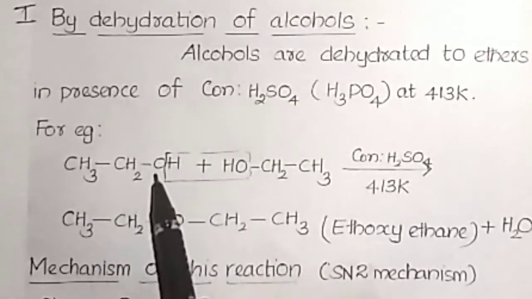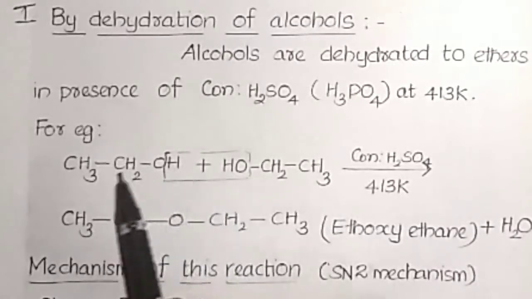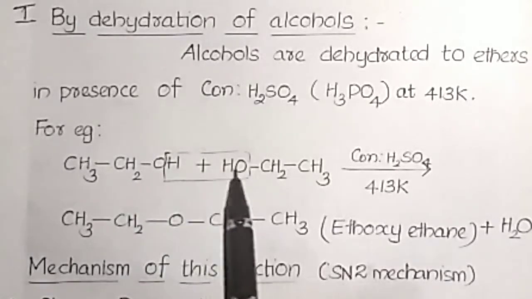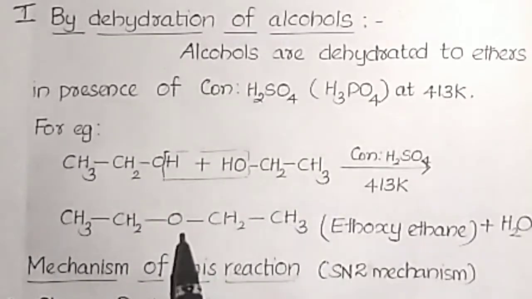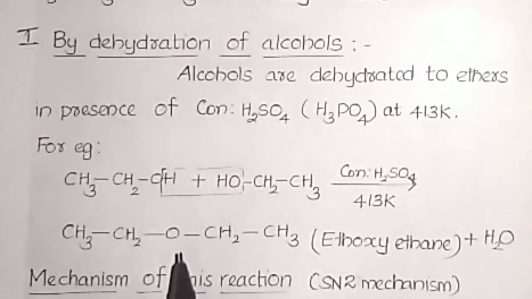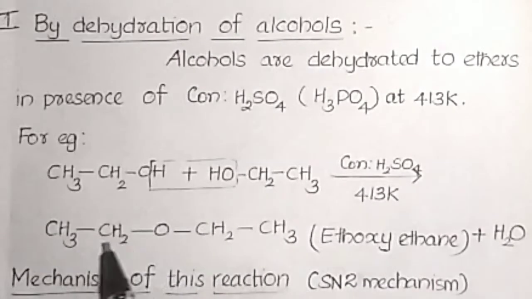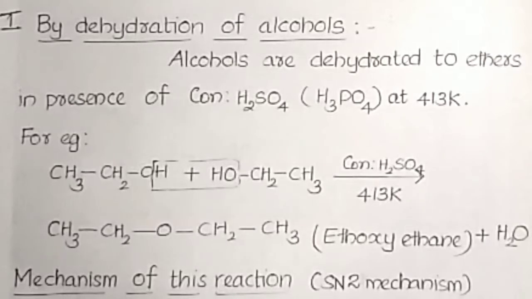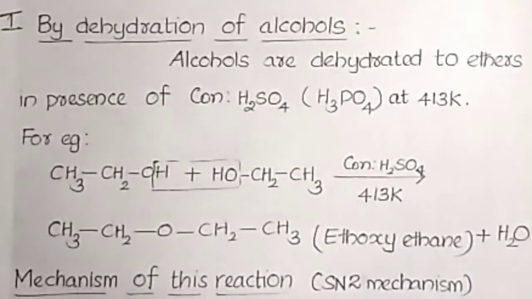The H2O is eliminated, then a bond forms between them, and the remaining is CH3CH2O-CH2CH3. So these alkyl groups are connected through oxygen. This is known as ether, alkoxy alkane. Here ethoxy, 2 carbon atoms with oxygen, ethoxy ethane, plus H2O. So this is one method of preparation of ethers, dehydration of alcohols.